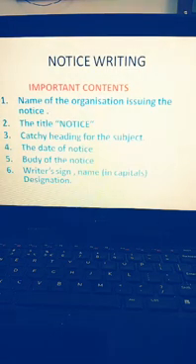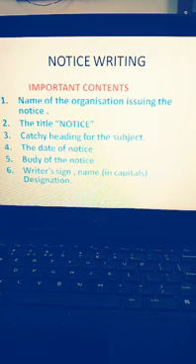Moving on to the most important thing, the important contents of it. The name of the organization issuing the notice. As I quoted earlier, in the example, LPS school is organizing, so LPS will be the name of the organization issuing the notice. The next one is the title. The word NOTICE in capital letters should be in the center of the notice.